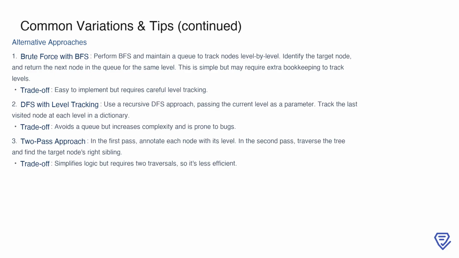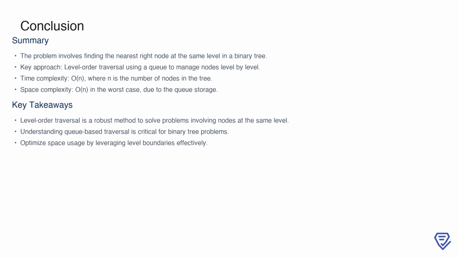Finally, there's the two-pass approach. In the first traversal, you annotate each node with its level, and in the second traversal, you use this information to find the target node's right sibling. This approach simplifies the logic and makes the solution more intuitive, but it comes at the cost of requiring two passes through the tree, making it less efficient overall. Each of these methods has its trade-offs, so selecting the right one depends on the problem constraints and your familiarity with the techniques. Great job following along.